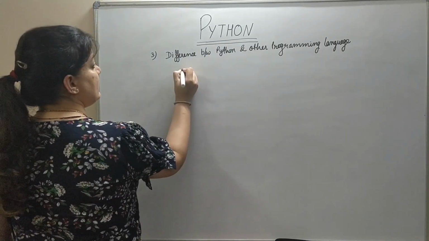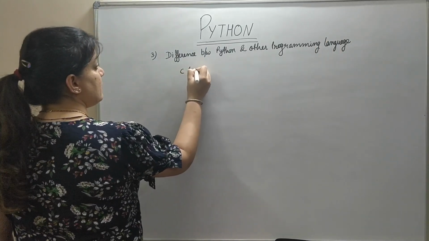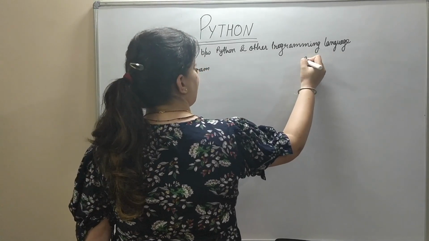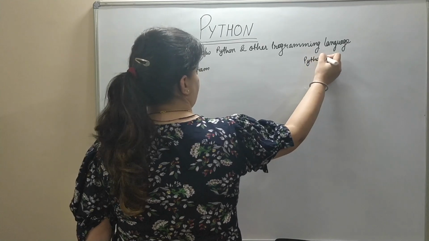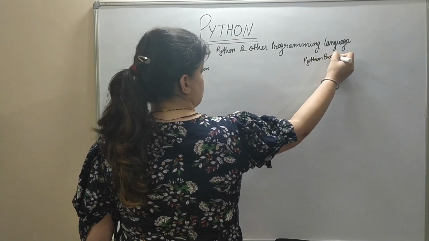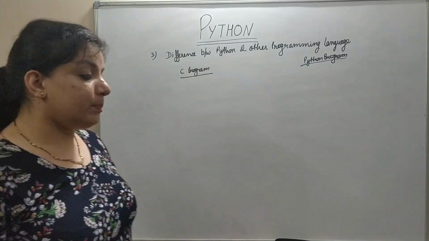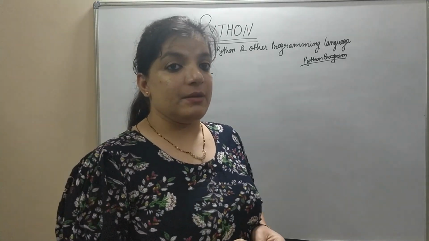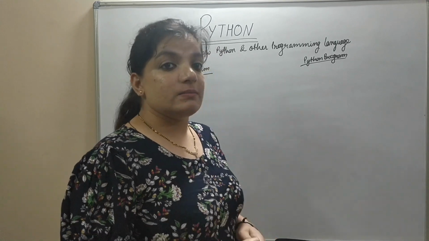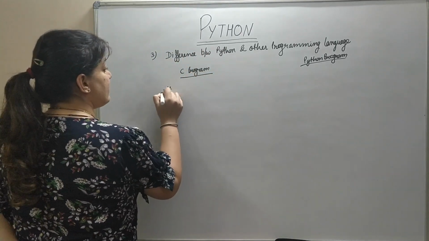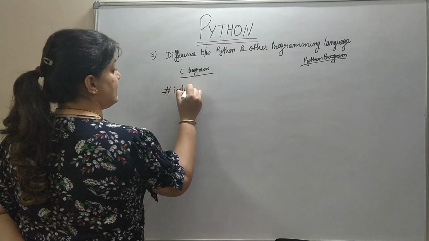So here I am writing the C program and here I am writing the Python program. I want to print hello by using a C program and by using a Python program. So what will be the code in C language? First of all, I need to write this statement.